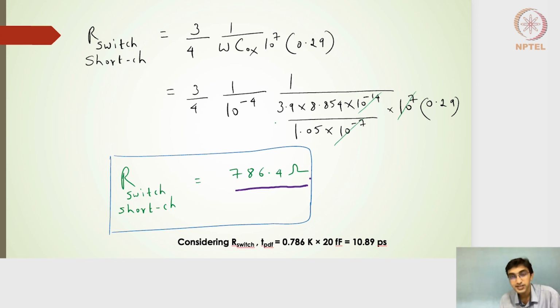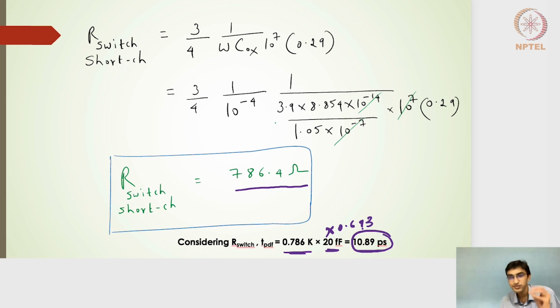And if I use this particular switching resistance of the short channel, multiply with the load capacitance of 20 femtofarads, and then 0.693, assuming that there is a step input, I will get somewhere around 10.89 picoseconds. Sorry for that, in this slide I missed 0.693. So if I multiply by 0.693, I'll get 10.89 picoseconds, right?